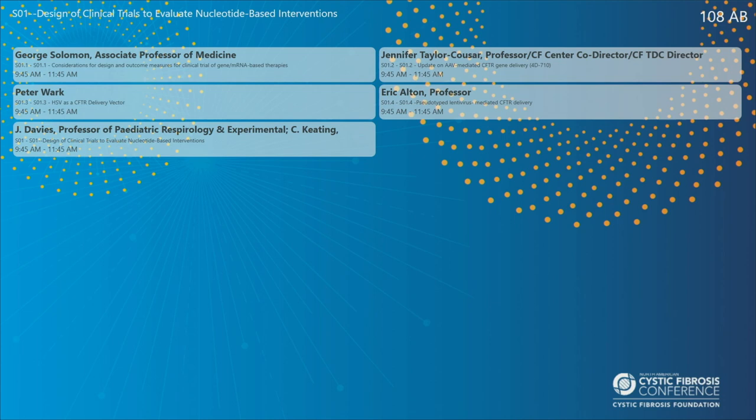Just while we're on that, given how common HSV is in the human population, is there any relationship at all with levels of pre-existing antibodies and your likelihood of seeing an impact in terms of transfection? And is that anything that's in your inclusion-exclusion criteria?